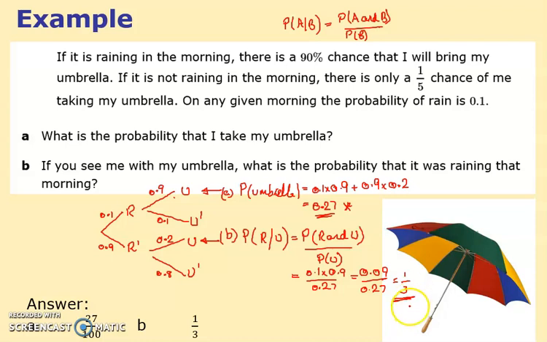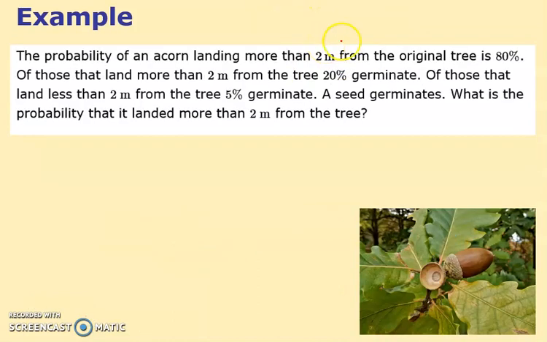Both of them right, good. Notice the use then of this formula when we've got a given probability. And then our final example then, the probability of an acorn landing more than 2 meters from a tree is this. Some then germinate.